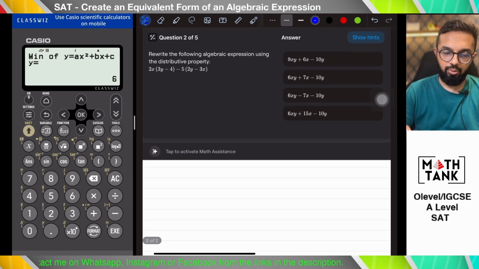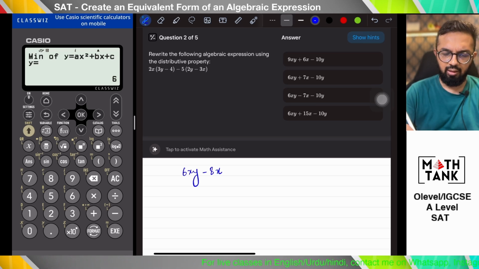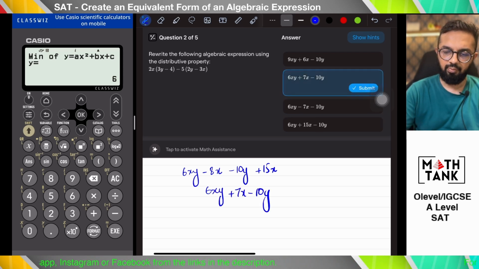Okay, question number 2, it says rewrite the following algebraic expression using the distributive property. You just have to sort of multiply it and get the final answer. So 6xy minus 8x minus 10y plus 15x. Okay, so 6xy plus 7x minus 10y.